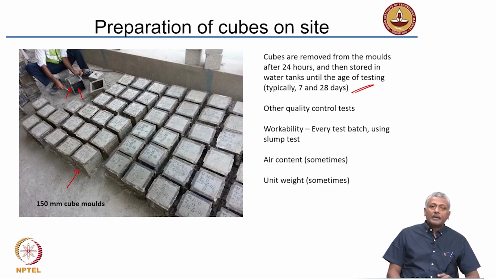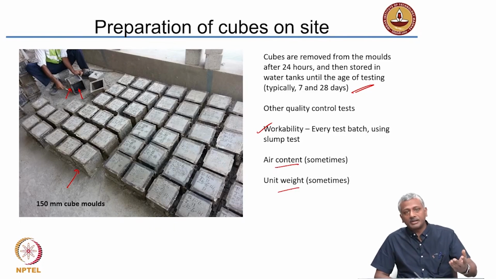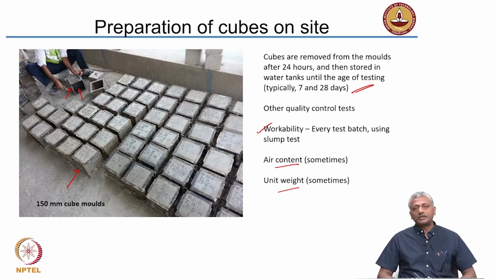Okay. Apart from strength based tests, you may actually do other kinds of quality control tests like workability. As I said, every test batch you do the slump test. Sometimes you may also want to determine the air content in the fresh concrete and the unit weight of the fresh concrete to ensure that they are within the required limits for your construction site. Okay. But strength is always done. Slump and strength are always done in all construction sites.